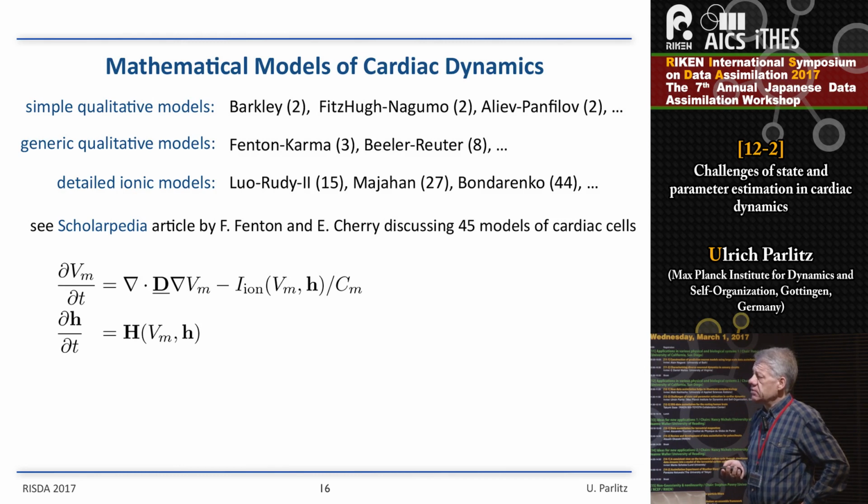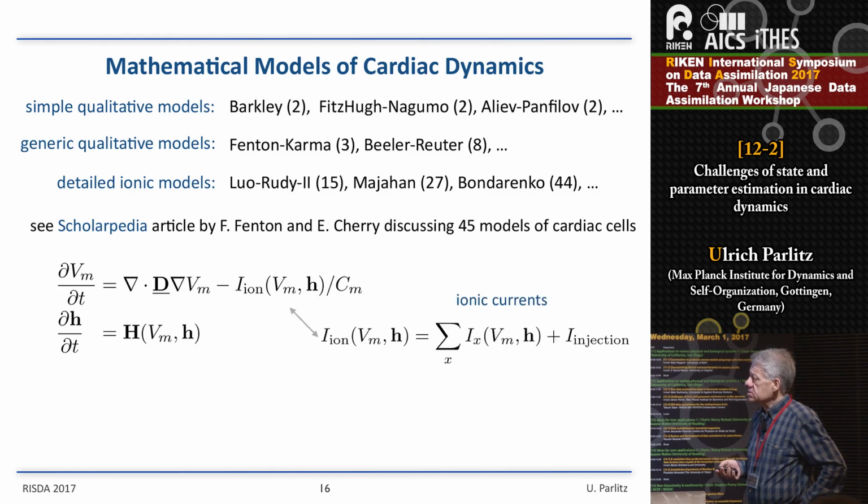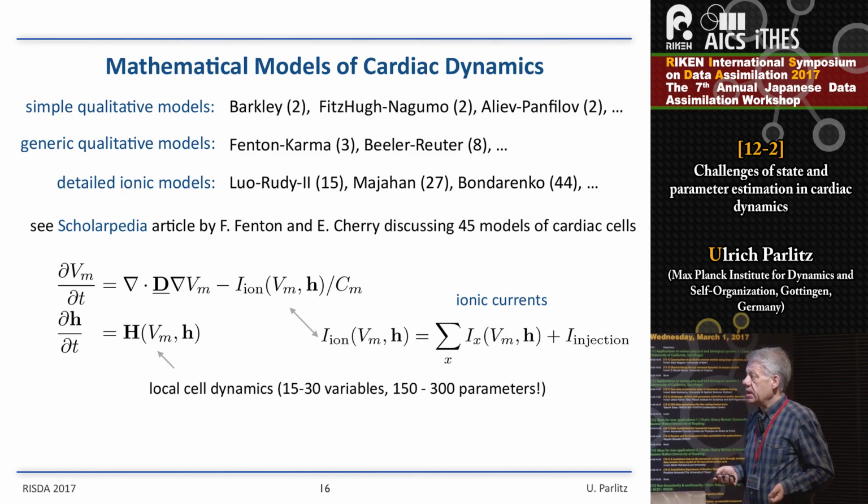And the main structure of these models is the following. You have a differential equation for the membrane voltage, which is given by a diffusive term and by a sum of ion currents, which represent the different ion channels, sodium, potassium, and so on, or maybe also an injection current. These ion channels depend on gating variables and other variables, which are summarized here in this vector H. And this describes the local cell dynamics, this set of differential equations.